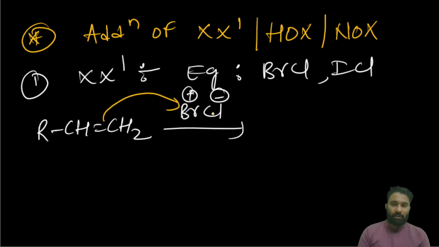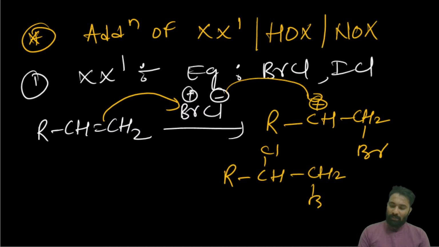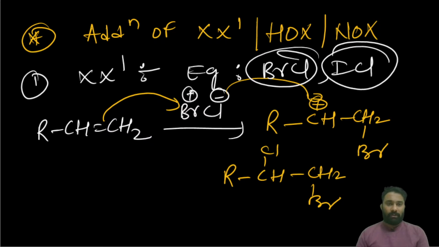Which is more electronegative among them? Cl is more electronegative, so chlorine gets the negative charge and bromine gets the positive charge. Then here it will get CH and CH2. Here the Br will be added, and here it will get the positive charge and the chlorine will be added. So this is one type of electrophilic addition reaction when two different halogens are given.